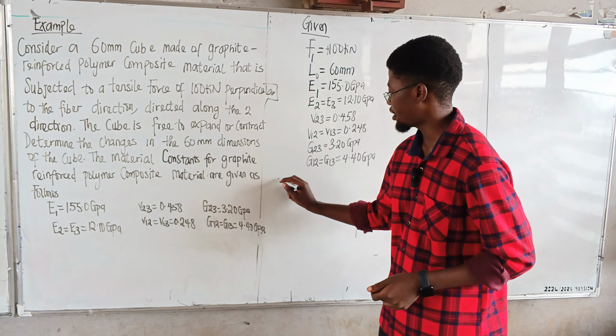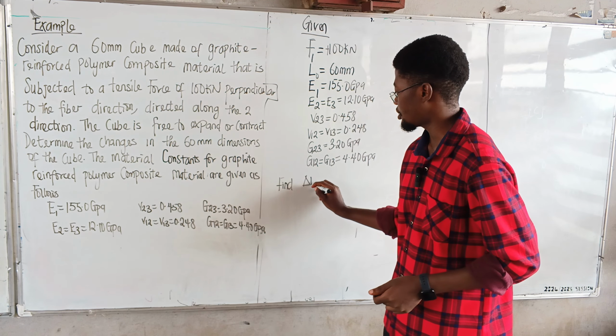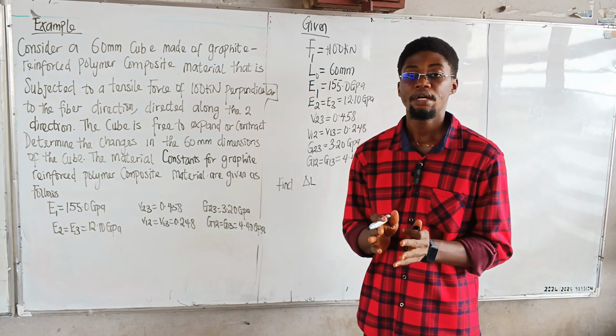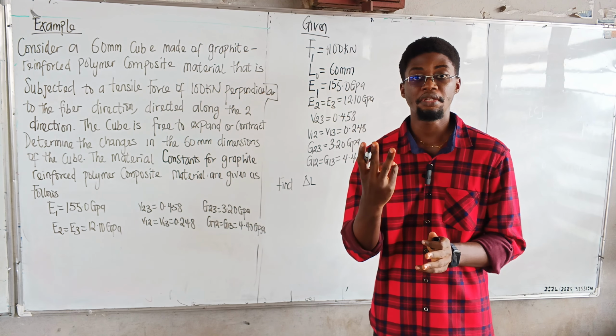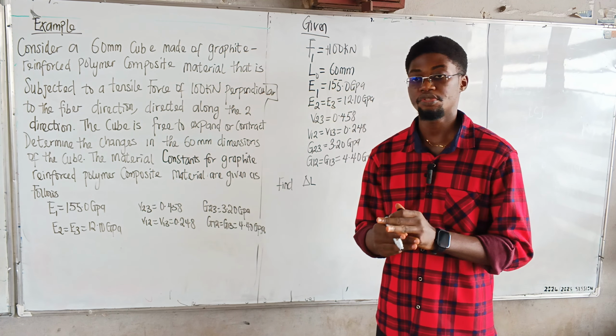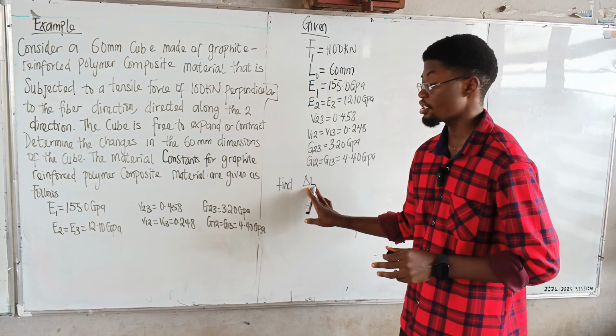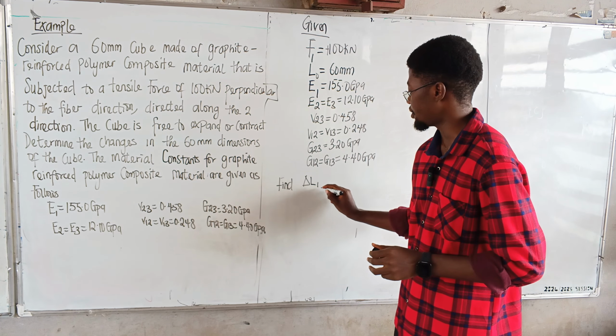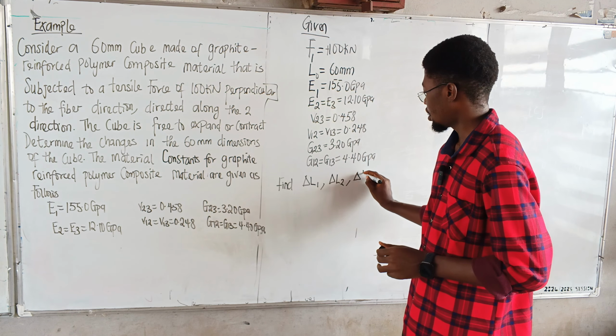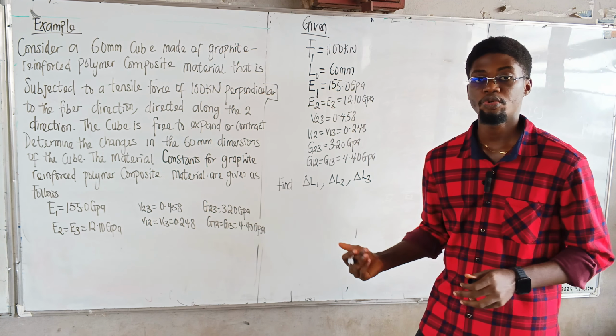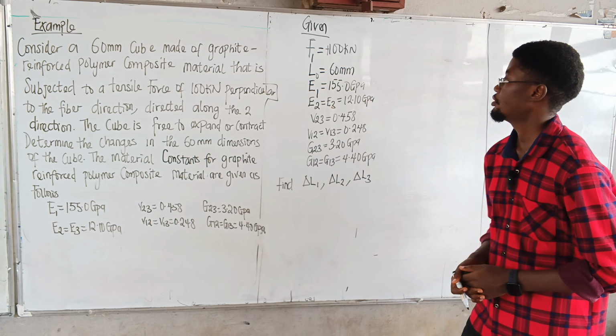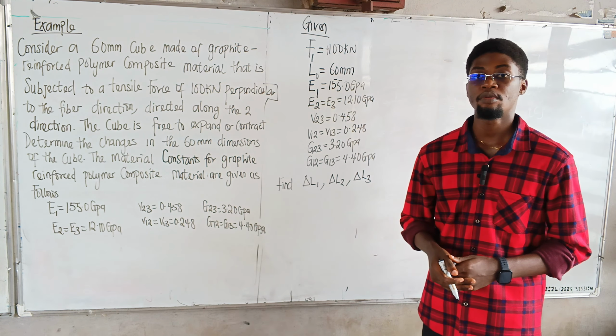Now we are asked to find the changes in the 60 mm dimension. Remember, our coordinate system is 3D. We use the 1, 2, and 3 directions. So the change in length is going to be in three places: change in 1, change in 2, and change in 3. This is what we are asked to find. Now let's go back to our parameters that we have written down.